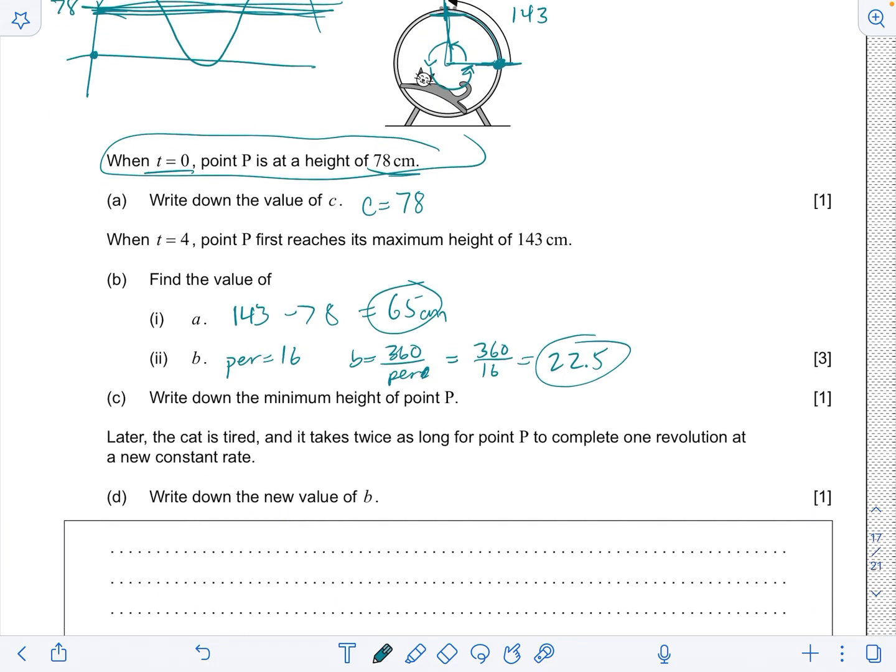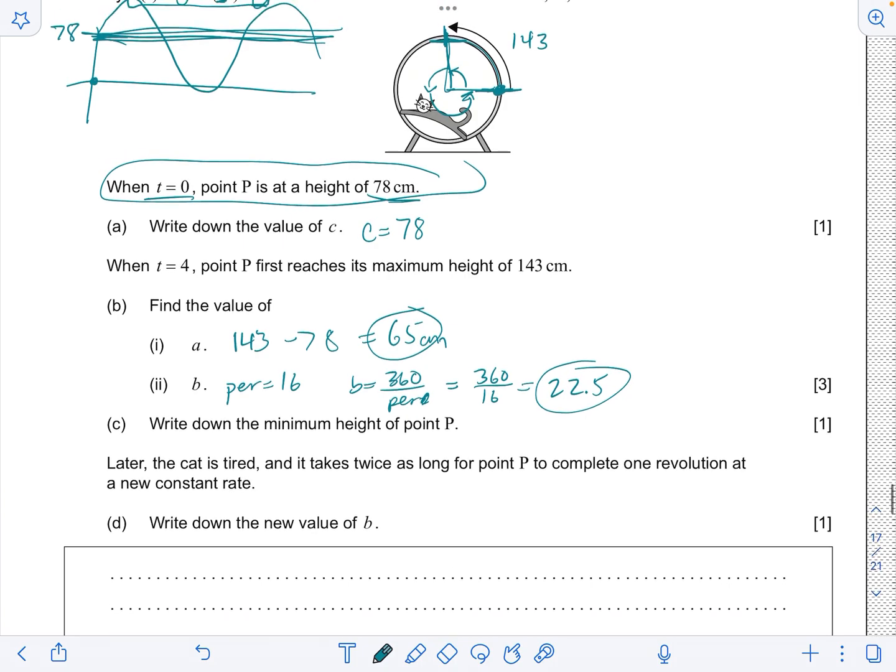And then it wants us to find the minimum height of point P. Well, if the amplitude is 65 and the midline or the principal axis is 78, then we just do 78 minus 65 to find our minimum value, and our minimum value is going to be 13.